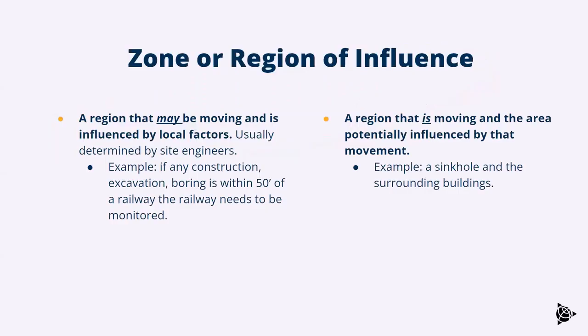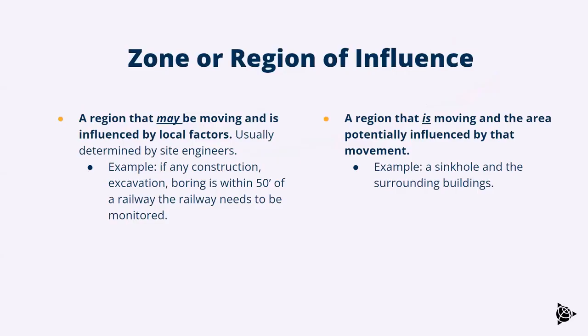What that looks like in a more practical application: we have a region of influence. If you attended our last webinar, you may remember what this is, but I'll cover it again. The zone or region of influence is an area that may be moving and is being influenced by other factors, or it's a region that is moving and has potential to influence some other outside areas.